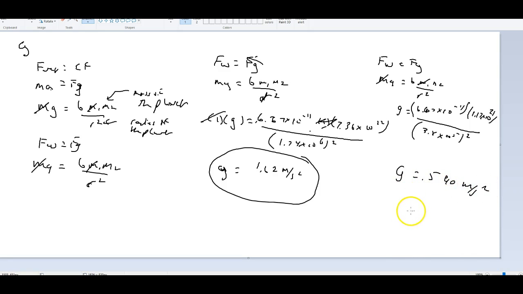To give you a feel for how weird that would be, if you were to fall off a 10-story building, a 10-story building would be about 30 meters. Let's calculate how long it would take you to hit the ground. 30 equals 1/2 times 0.540 t squared. So 30 times 2 divided by 0.54, square root. It would take you 10 full seconds to hit the ground. 10.5 seconds to hit the ground.